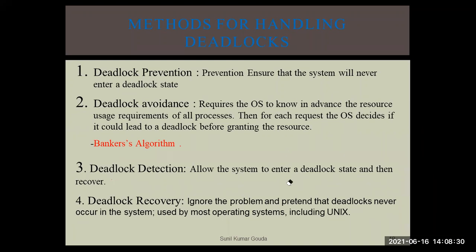Sir, can you tell how the problem is ignored in deadlock recovery, and how the deadlock is recovered? Simply, suppose a deadlock has happened. For example, suppose some process is not executing. Suppose you open a program, and sometimes you see that it's not executing and takes a longer amount of time. So the operating system will simply ignore that process.